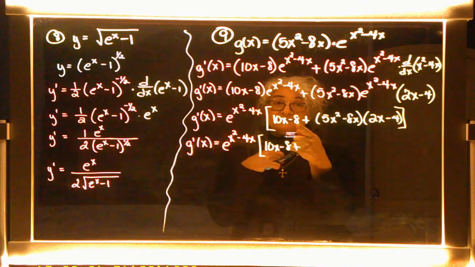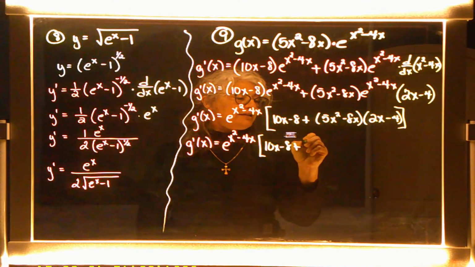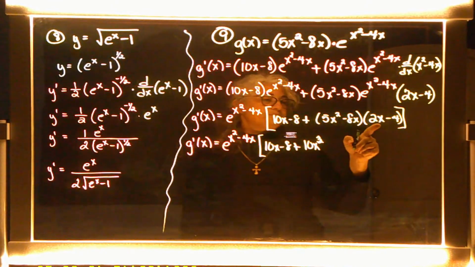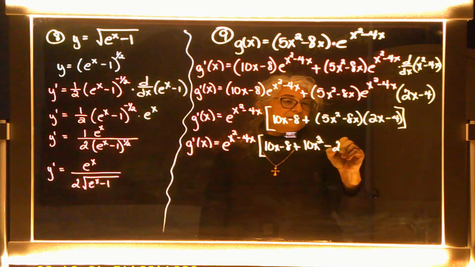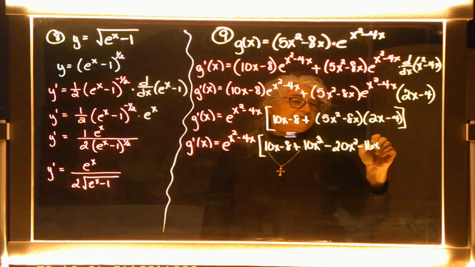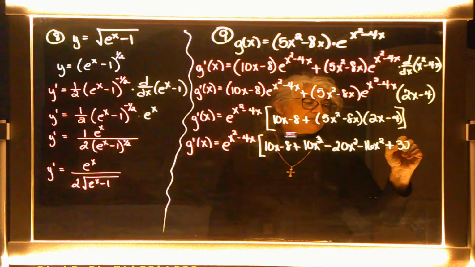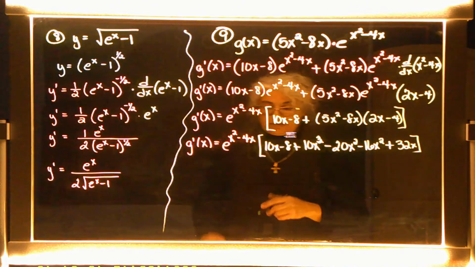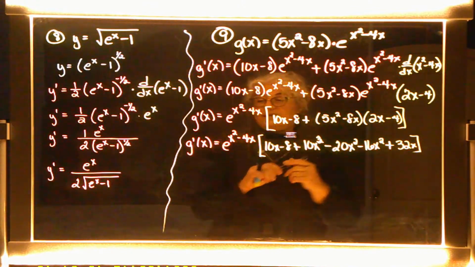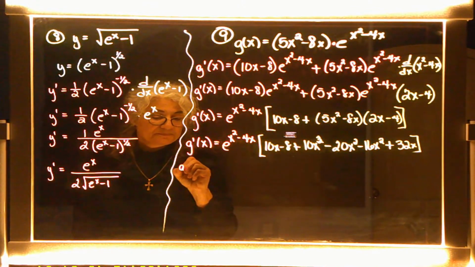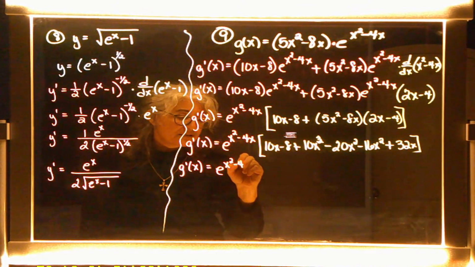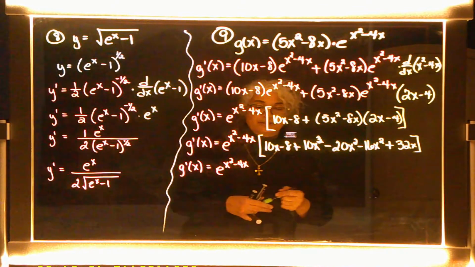You're back. Got it? Okay. So I'm getting 10x cubed minus 20x squared minus 16x squared plus 32x. Do you agree? All right, so still in the brackets, let's combine like terms. This e to the power of x squared minus 4x, we're still writing it down. There's not much we can do with it.